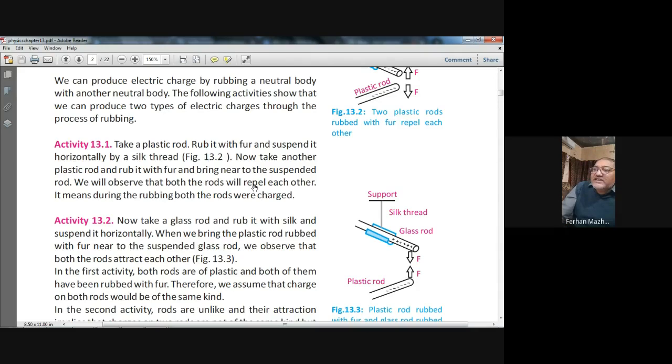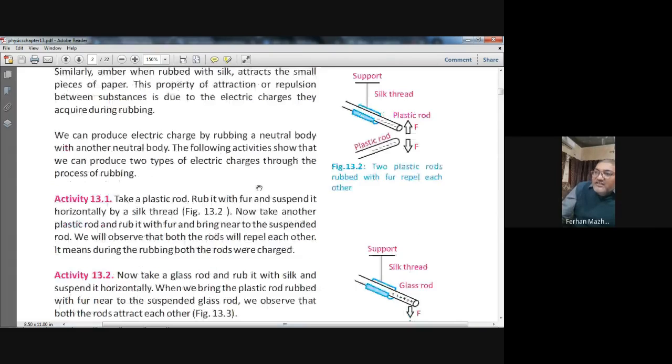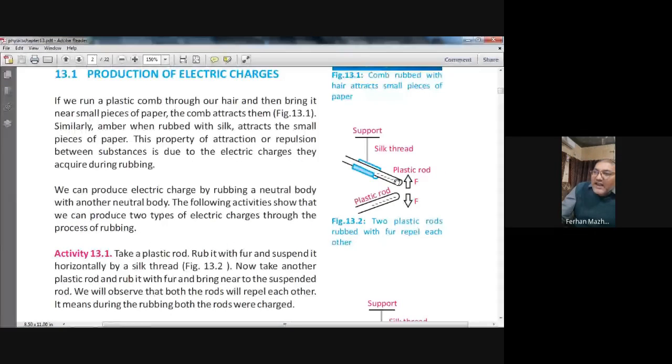You understand? This plastic rod was rubbed with the fur and we hung it with the thread on the stand. This second rod is also a plastic rod. We have rubbed it with the fur, so we believe that it also has the same charge as the first rod. So when you bring these two rods together, you will observe they repel each other.